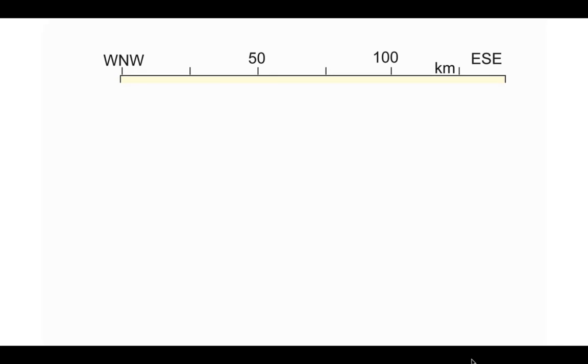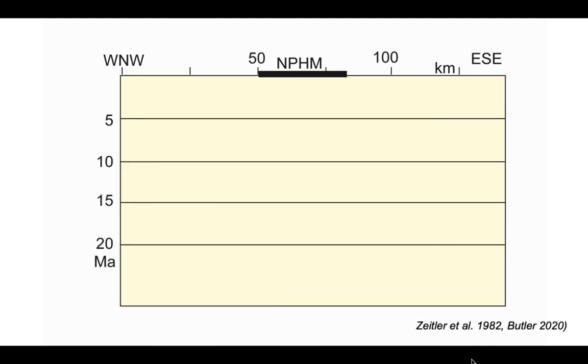So we're going to look at data collected on a west-northwest, east-southeast profile. And across this profile is the Nanga Parbat Haramosh Massif, HPHM. We're going to plot on this profile the cooling ages of rocks from 20 million years ago up to the present day. These data were originally collected by Peter Zeitler and others in the early 1980s and reinterpreted more recently.